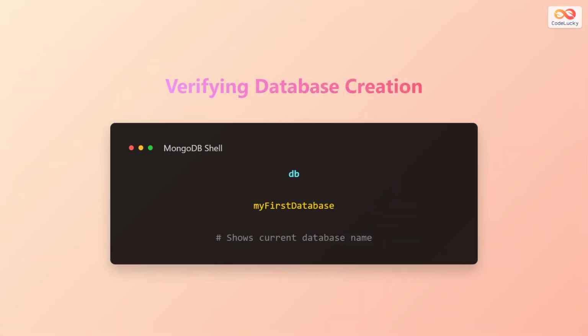After creating a database, you can verify that it has been created by using the db command. Simply type db in the MongoDB shell and press enter. This will display the name of the current database you are using. In this case, it should display MyFirstDatabase.